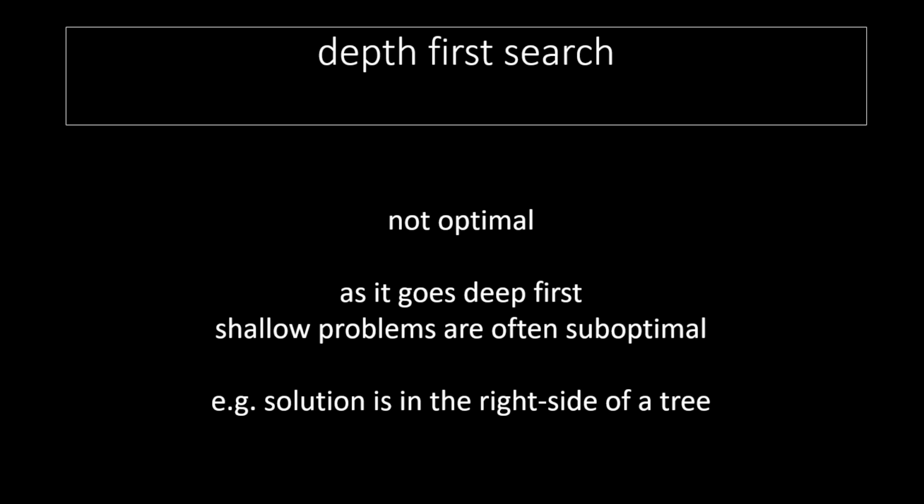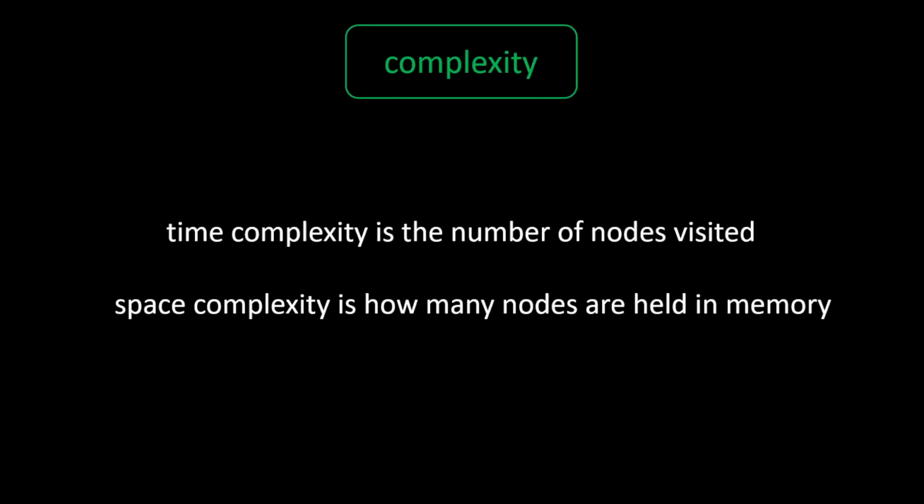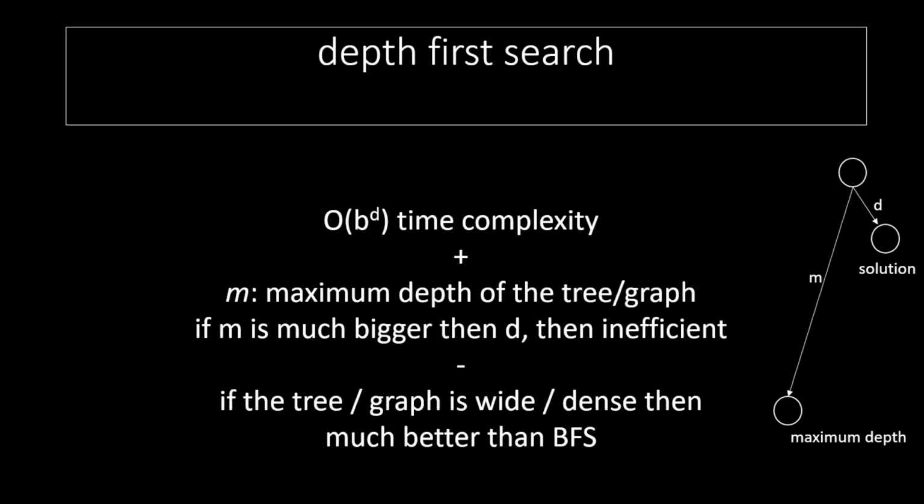Not really optimal. We can see the time and space complexity. Here you can see where the maximum depth is quite deep and the solution is quite shallow, then you can see how depth first search is inefficient. Whereas if the tree is very wide and dense and has a high amount of nodes in the breadth, then it will be more efficient than breadth first search.